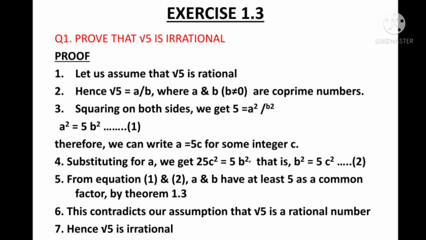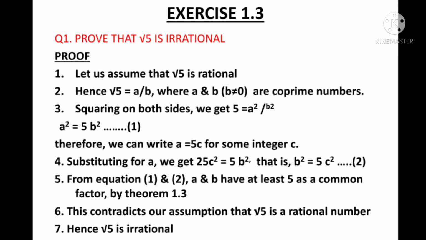If root 5 is a rational number, then it can be expressed in p by q form, or in a by b form. So we square on both sides. When we square root 5, we get 5, and on the right hand side we get a square by b square. So a square can be written as 5b square. Now we can write a is equal to 5c for some integer c. Now we will substitute a is equal to 5c in equation number 1. We get 25c square is equal to 5b square. 5 is common on both sides, so we can cancel it. Therefore b square is equal to 5c square.